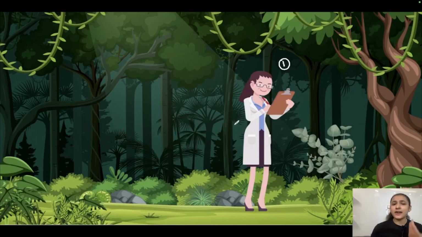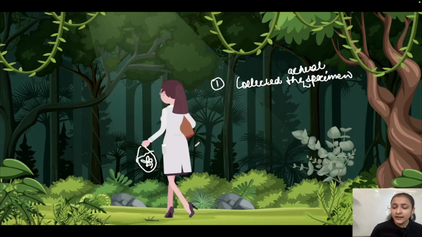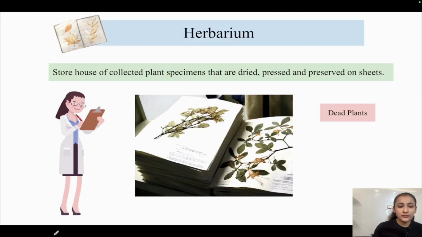This was basic characterization. Okay, she just observed the characters, but the characterization process will come later on when she will study about the detailed characteristics of this plant. Okay, now we will study different taxonomic aids, starting with herbarium.